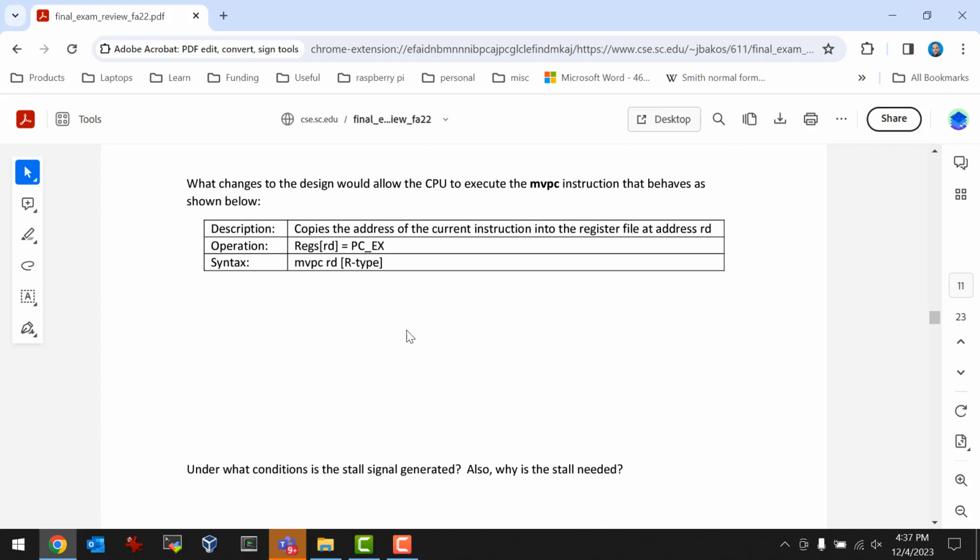So what's the difference? Jump and link is storing the address of the instruction that follows it, right? Whereas this problem is asking you to store the address of the actual instruction itself, right? So there is a slight difference between those, because in this one you'd not want to write back PCEX, you'd want to write back PC write back, right? Which is the address of the instruction that's in the write back stage, which would be this instruction. Does that make sense? Okay.